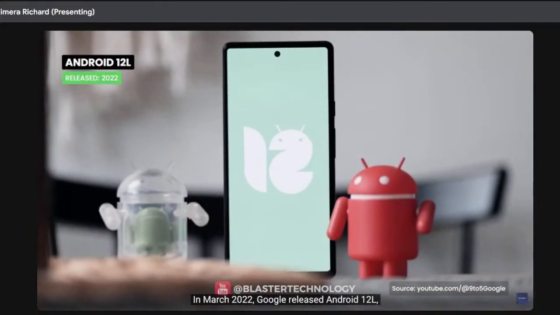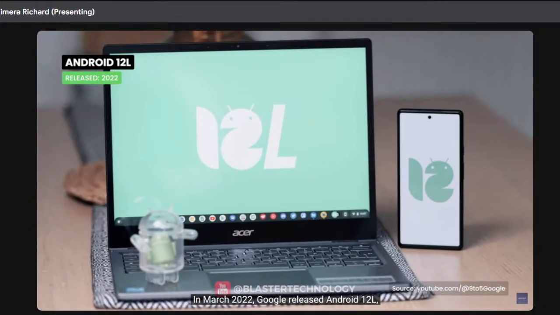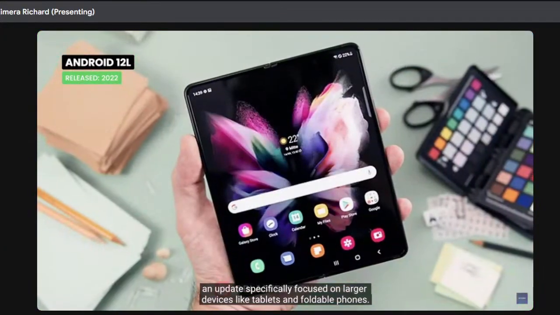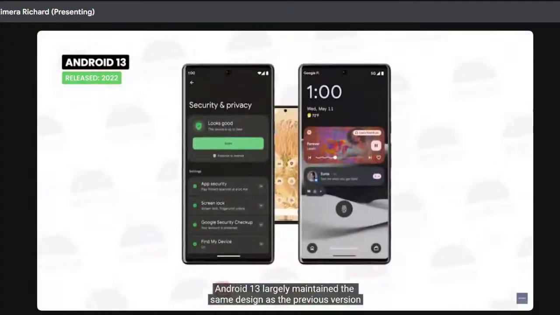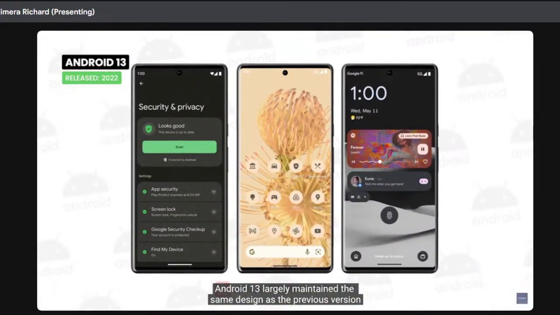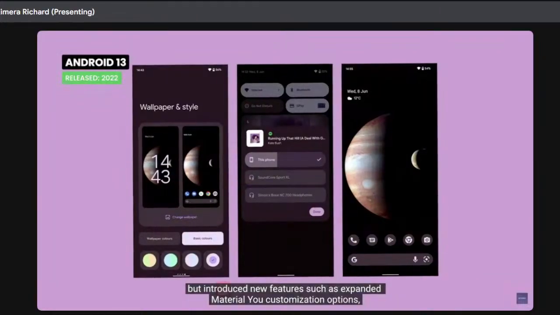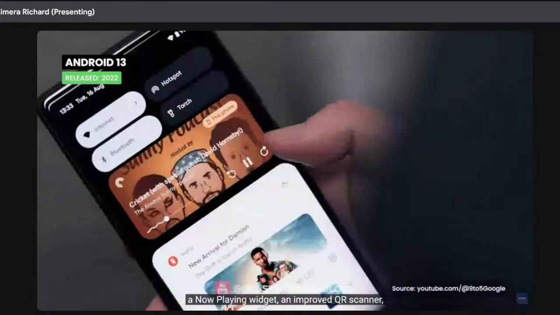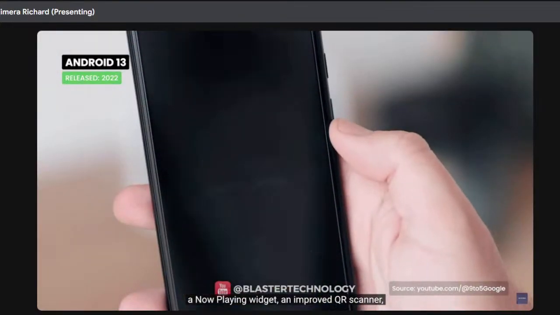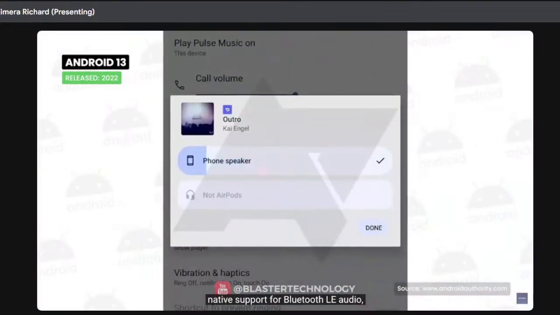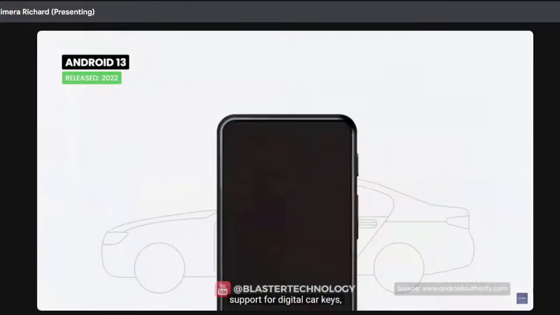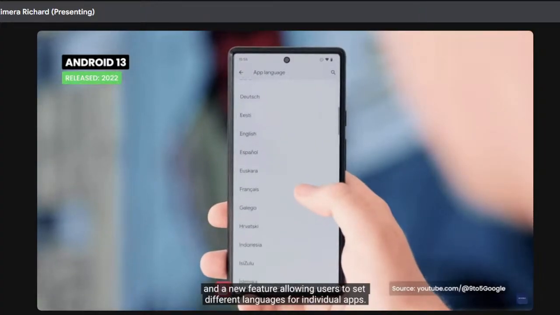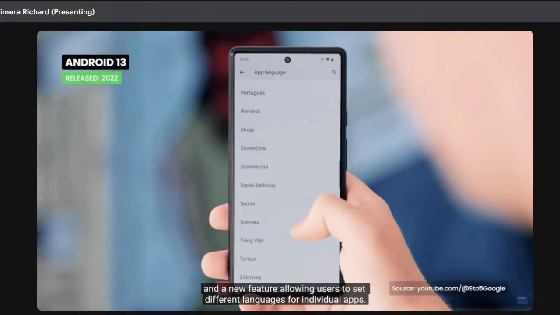In March 2022, Google released Android 12L, an update specifically focused on larger devices like tablets and foldable phones. Android 13 largely maintained the same design as the previous version, but introduced new features such as expanded Material You customization options, a Now Playing widget, an improved QR scanner, native support for Bluetooth LE Audio, support for digital car keys, and a new feature allowing users to set different languages for individual apps.